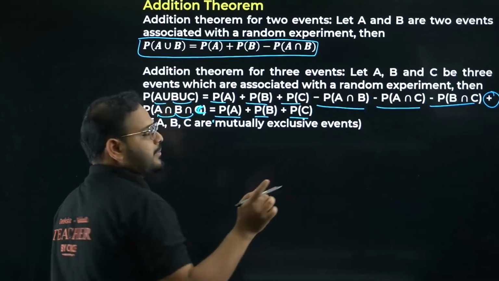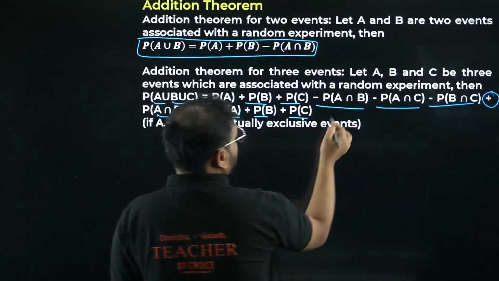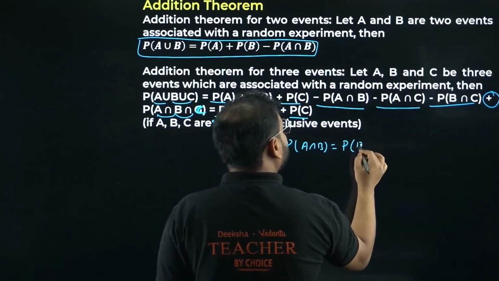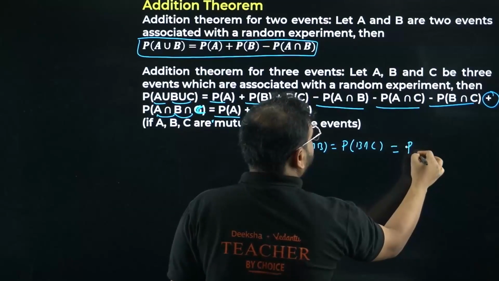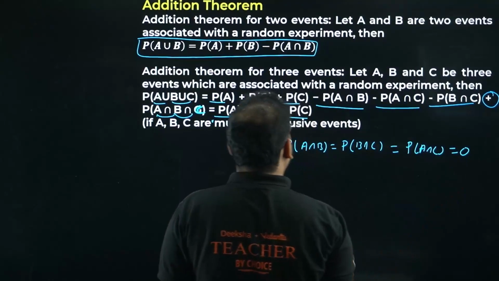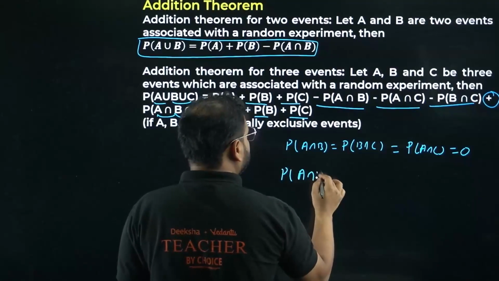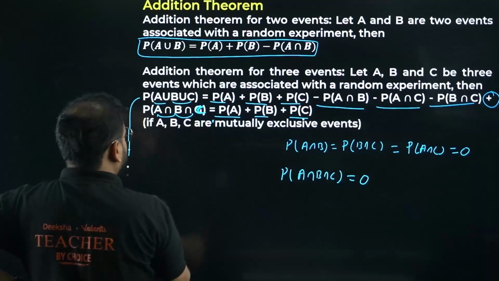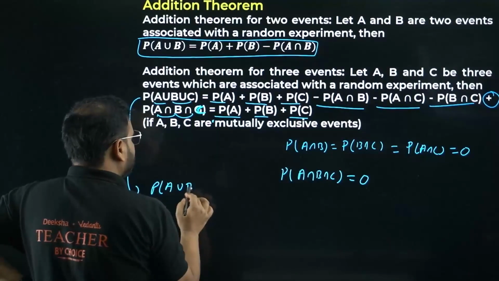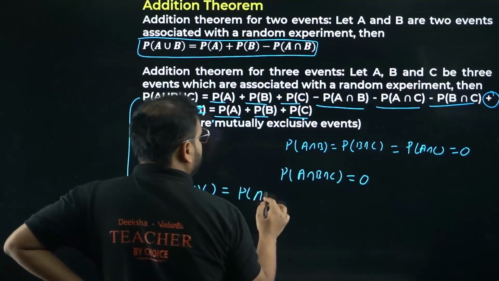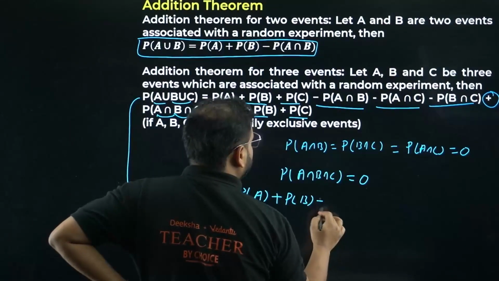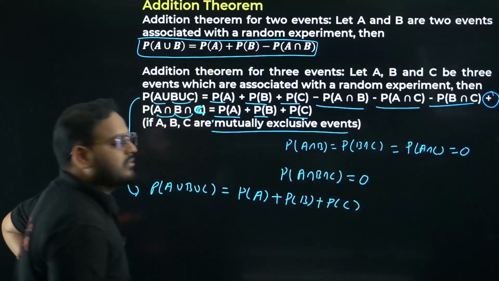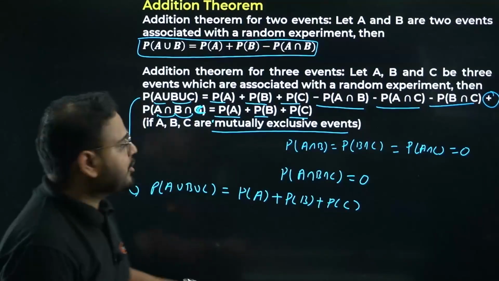How come, sir? Because what will happen? The answer will be 0 for this. All these values will be 0. P(A intersection B) equals P(B intersection C) equals P(A intersection C) equals 0. Also, A with B with C will also be 0. When all of these are 0, you have the simple answer: P(A union B union C) will become P(A) plus P(B) plus P(C), called the case for mutually exclusive events. Let's move on now.